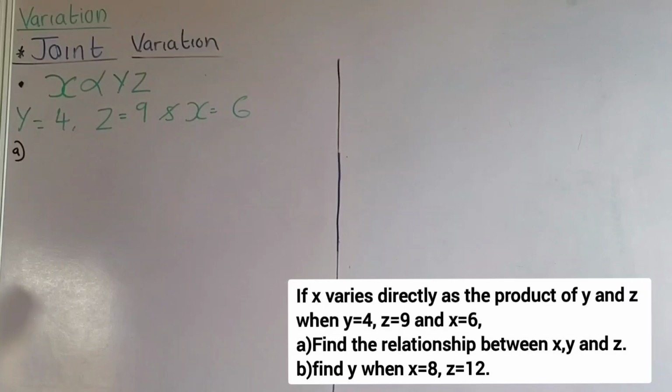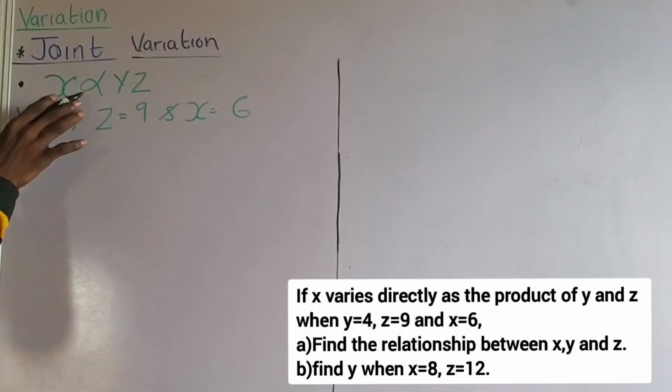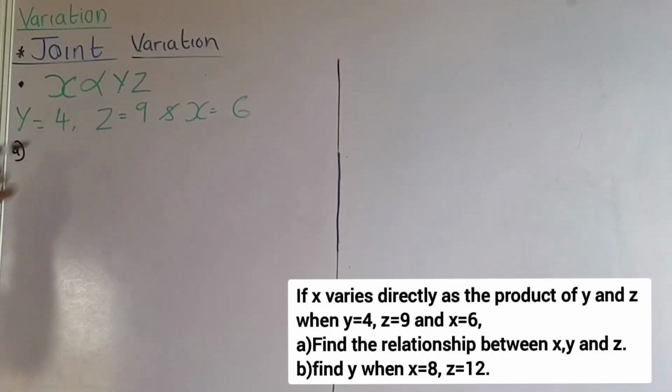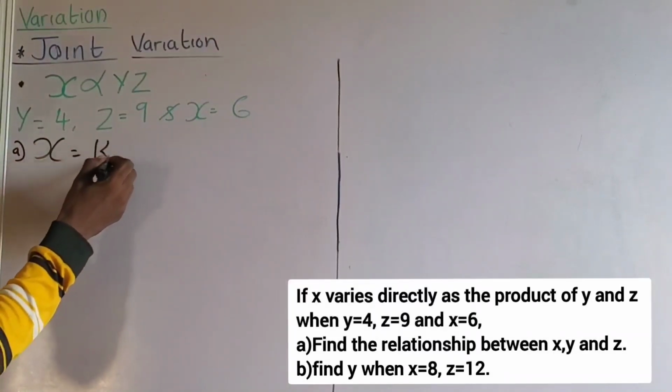How do we get the relationship between x, y, and z? To get the relationship, we first have to change this variation sign to an equals sign. Relationship between x, y, and z means how are they connected to each other? So I'm going to change this variation sign to an equals sign by introducing a proportionality constant. So I'm going to have x equals k y z.